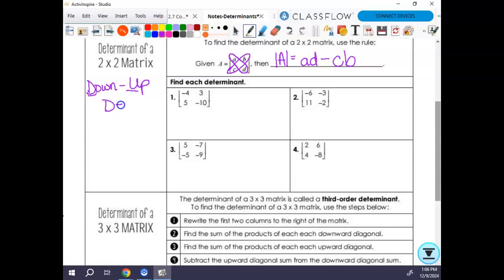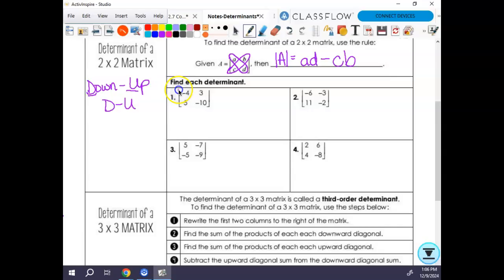To remember that, you just think, duh, right? Duh, down minus up. That's what you do. Easy enough? So on this first one, we're going to write everything out just so that we understand what is happening, and then maybe we can skip a few things.